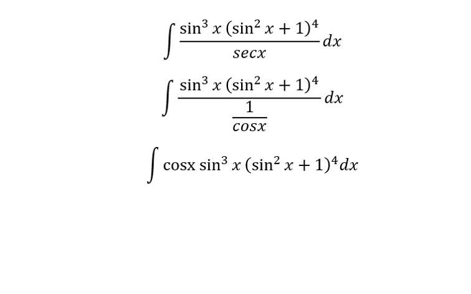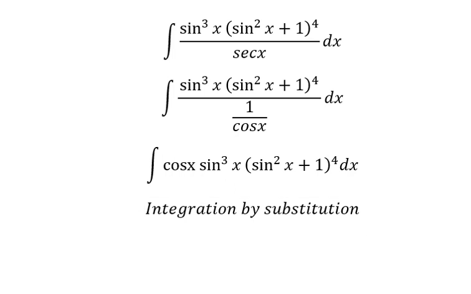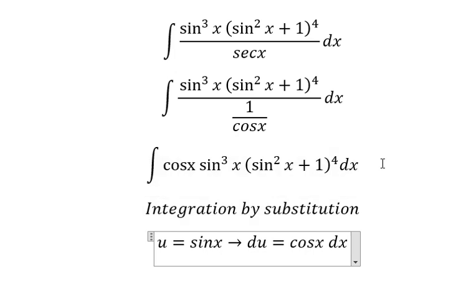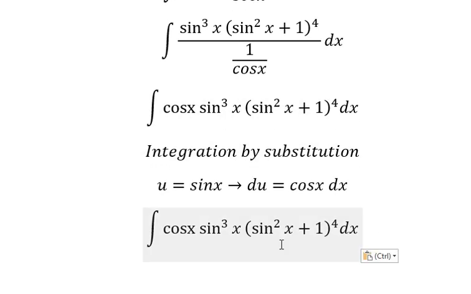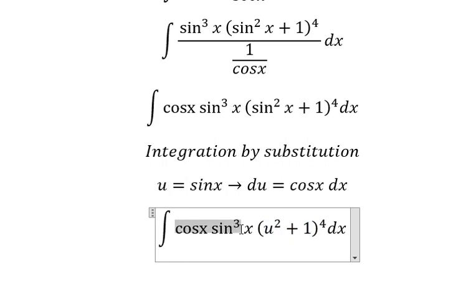Next, we can use integration by substitution. So I will put u equal to sine x. Later, we first take the derivative of both sides, and we have cosine x dx. This one we change to u, and this one we change to u. So cosine x dx we change to du, and now we can put it like this.